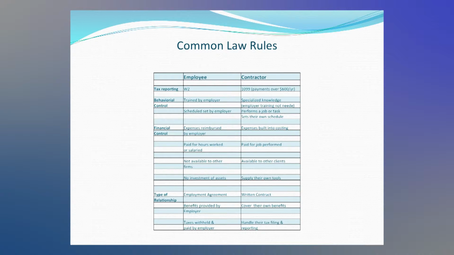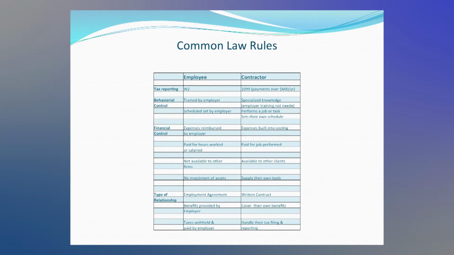With financial controls, an employee cannot work for another firm, and a contractor can. That's another big dividing point. If a contractor is working for a particular firm, sitting at a desk and coming in 9 to 5 every day, and calling themselves a contractor, they're probably not, because their availability to the outside public, to other clients, is severely limited.